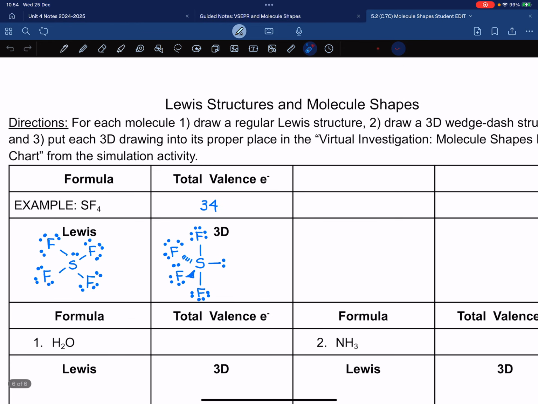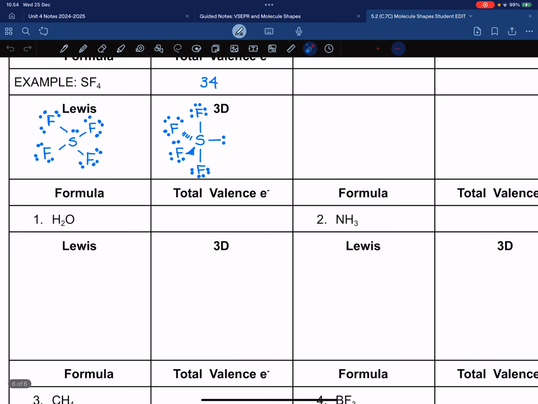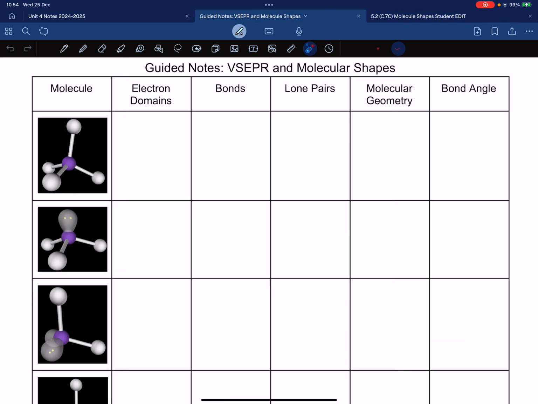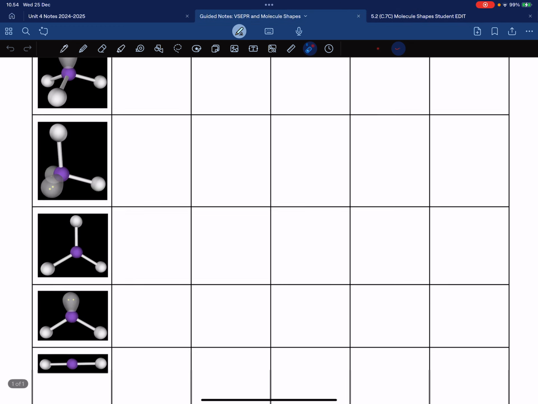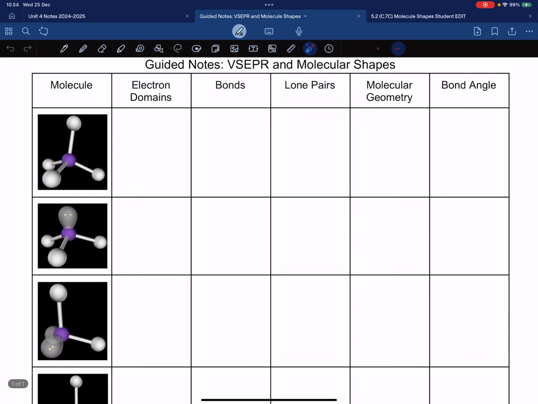And so you will have already done the Lewis structures and molecule shapes and realized that certain molecules have certain shapes. Okay, so to pull it all together, I took these screenshots from the PhET simulation and I'm just going to go through them real quick. So here we go.